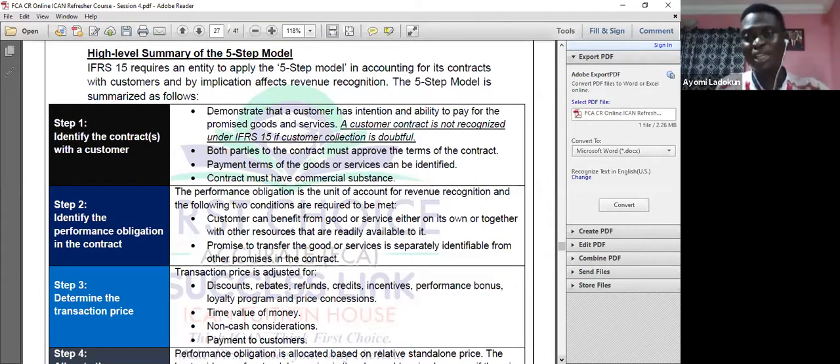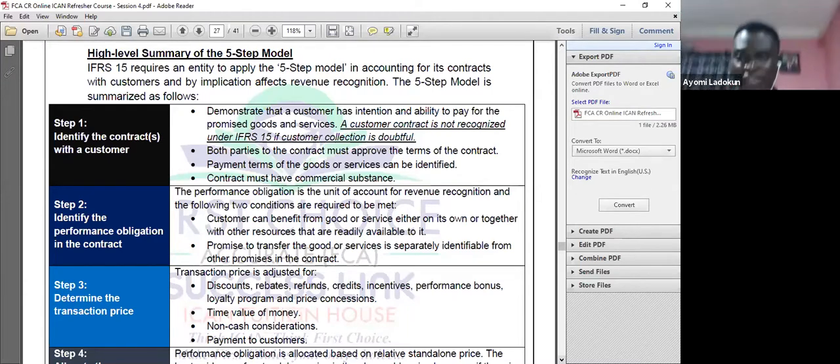Now, step three, determine the transaction price. How much is it? So that is it. Determine the transaction price. And number four, allocate the transaction price to separate performance obligation in the contract. And of course, your step five is recognize revenue as or when performance obligation is being satisfied. So let me now take you through the whole 5-step model.